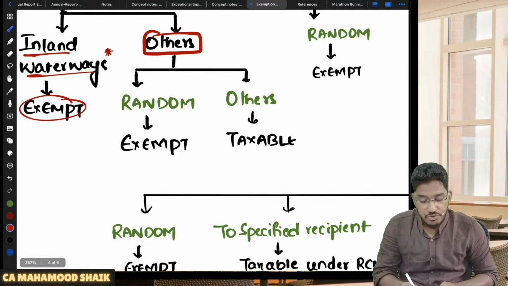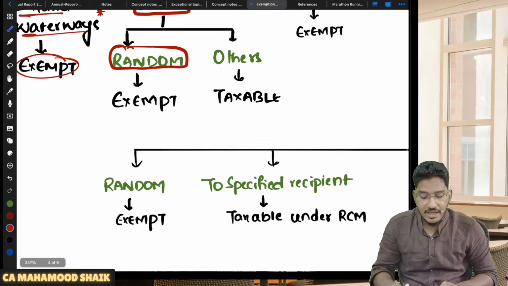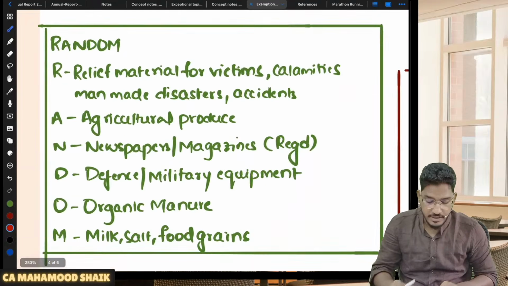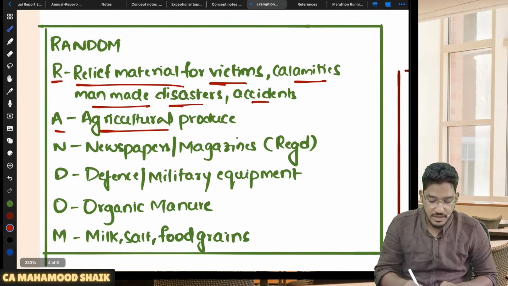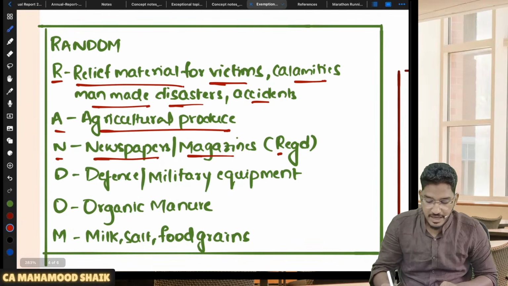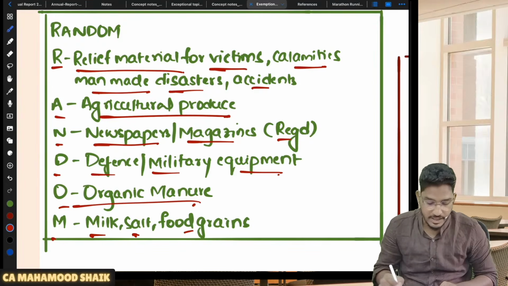In that case, you should check what are the goods which are getting transported. If the goods are falling under RANDOM category. Sir, what is RANDOM, sir? I have given it here. RANDOM: R stands for relief material for victims of calamities or man-made disasters or accidents. A stands for agricultural produce. N for newspapers, magazines, registered newspapers and magazines. D for defense military equipment. O for organic manure. M for milk, salt, food grains.